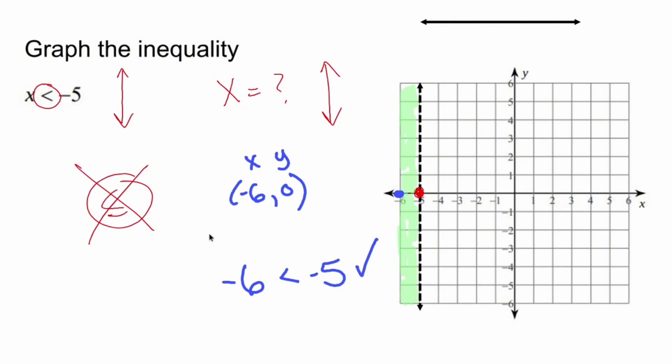So since we don't care about the y's, they really don't matter. You're just going to plug in the x value that you get. So anything to the left of negative 5 is going to be a possible solution no matter the y. And that's how you graph an inequality when you're given just one letter to use. The end.